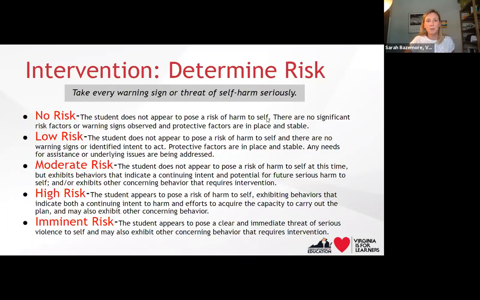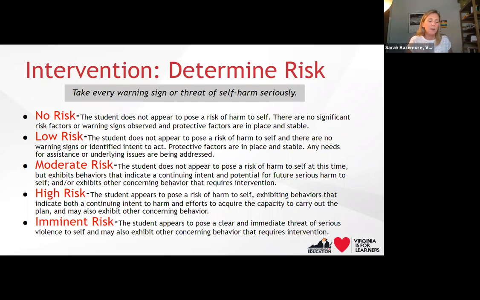So then we're going to determine the risk. The guidelines have suggested language around this, but if your school division has other language for describing risk levels, that is absolutely fine. But these are the ones that we have in our guidelines, where it ranges from no risk at all to imminent risk.